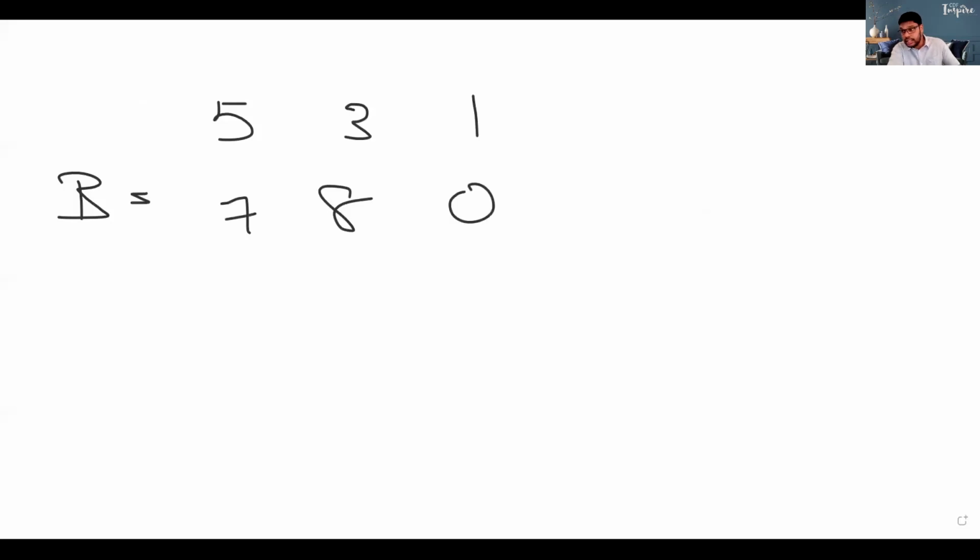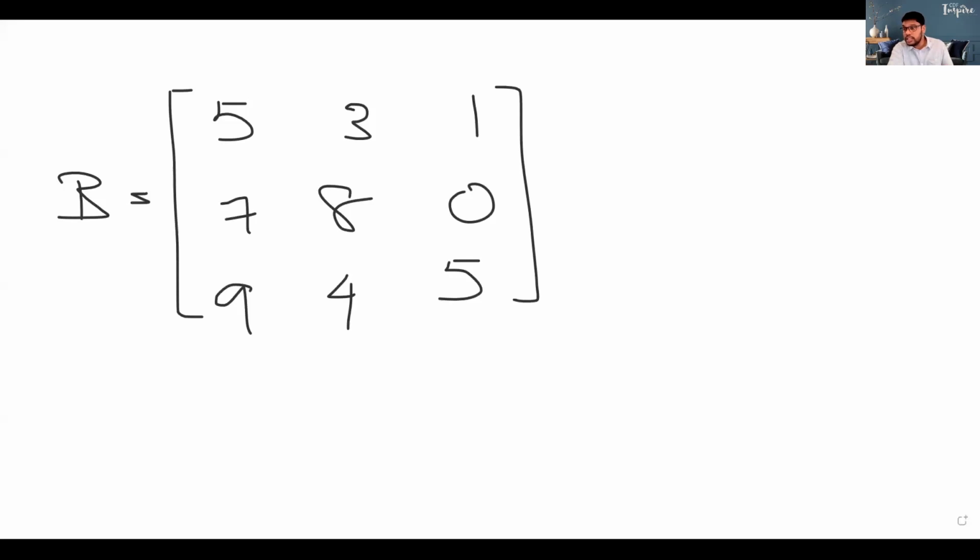The second one is they've given us a matrix. I'll write it down here quickly. So the matrix is 5 3 1, 7 8 0, 9 4 and 5. So children, the question is, what is the element at the second row and the third column? The second row is this one and the third column is this one. So what is the element, children? The element is 0, isn't it? Yes, correct. So the element is 0.